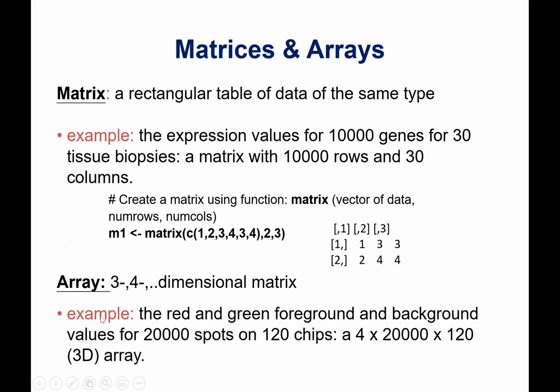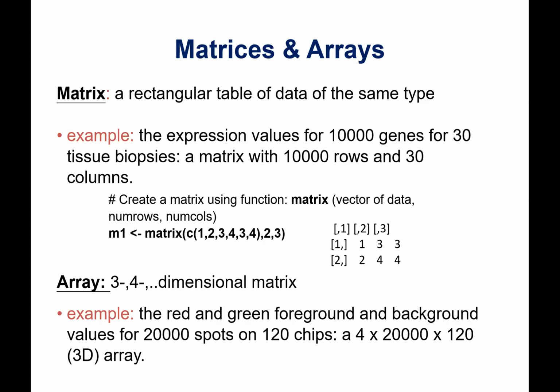The matrix is a rectangular table of data of the same type. This is most common in R. For example, a microarray experiment that includes expression values for 10,000 genes for 30 tissues is a matrix. We have 10,000 rows, where each row is a gene, and 30 columns, where each column is a tissue. Later today, we will learn how to generate a matrix using the matrix function. For example, using this matrix function, we can generate a matrix with 2 rows and 3 columns.